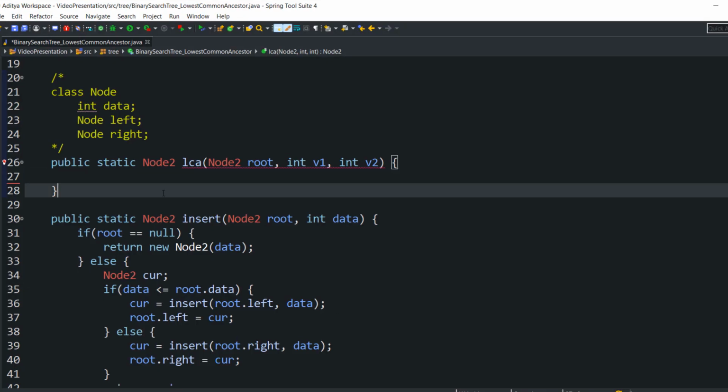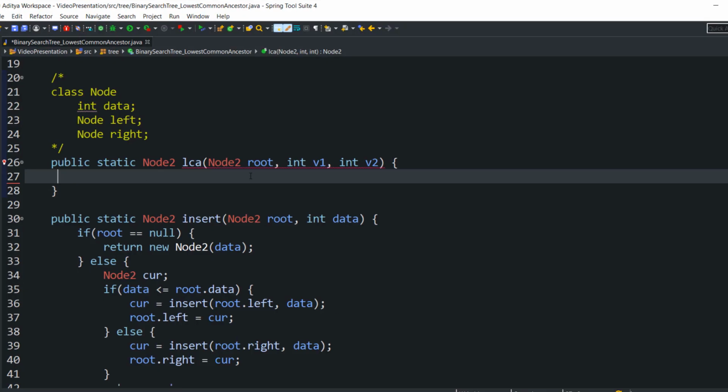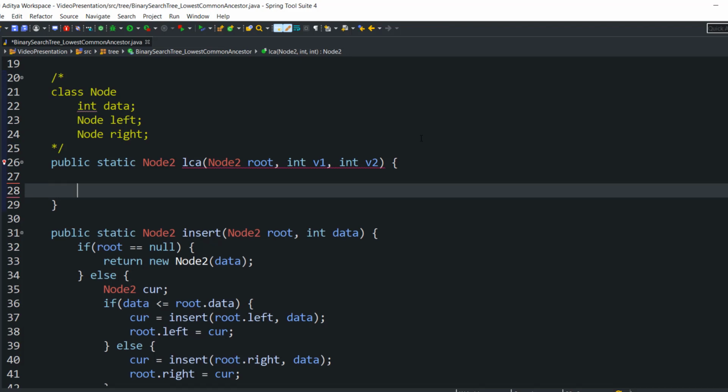We are going to write our logic inside this LCA method. Here you can see that we are getting 3 arguments: root, which will provide us the reference of node 2, and 2 int values v1 and v2. So to acquire our result, we need to provide 2 if conditions. So let's provide them.